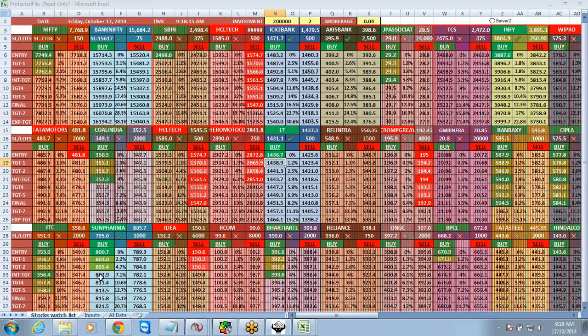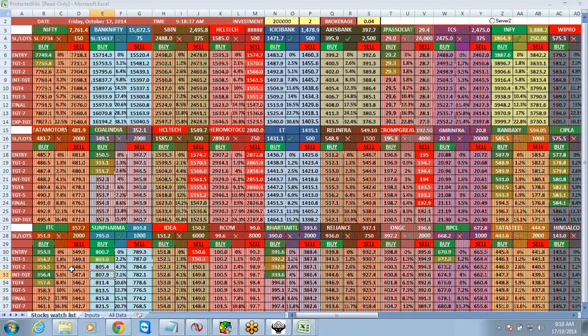So Sun Pharma, this will be the intermediate target. Intermediate target is nothing but some safe target levels where you can actually exit the trade with around 5% profit. Or else you can keep trailing the stop losses and try to maximize your gains. So the stop loss for Sun Pharma, let me just show you here, is 795.